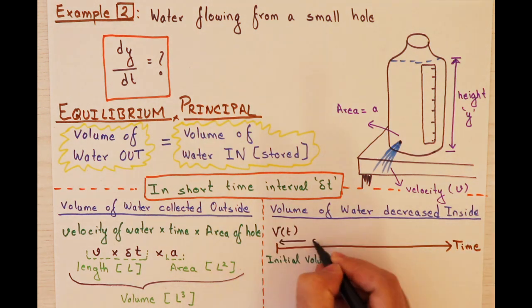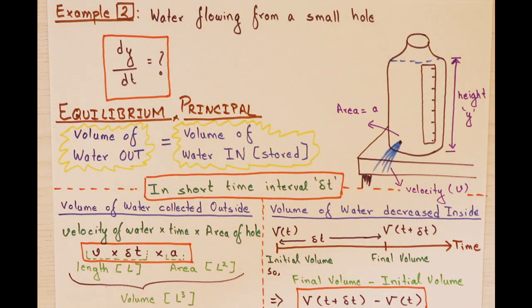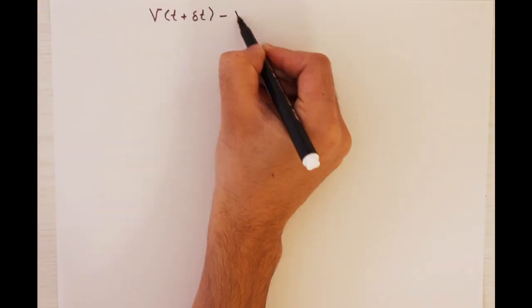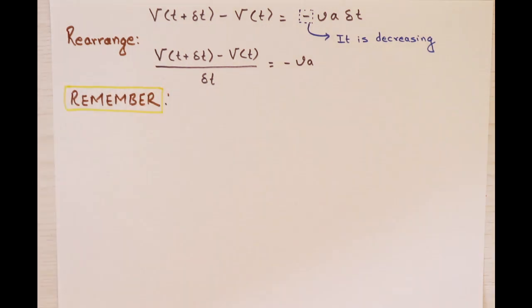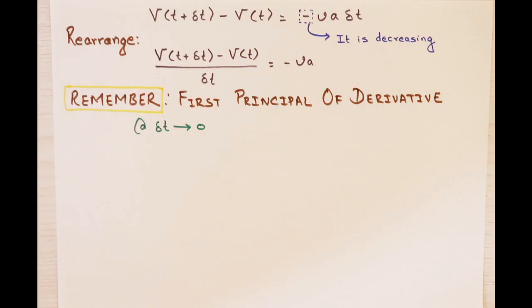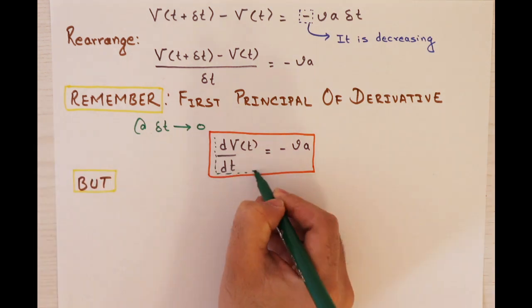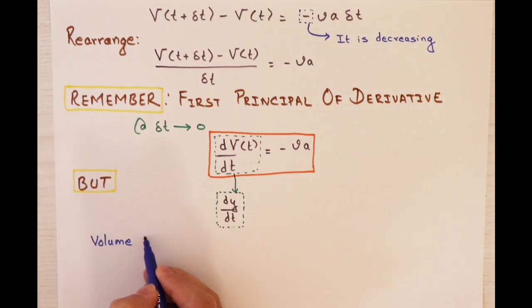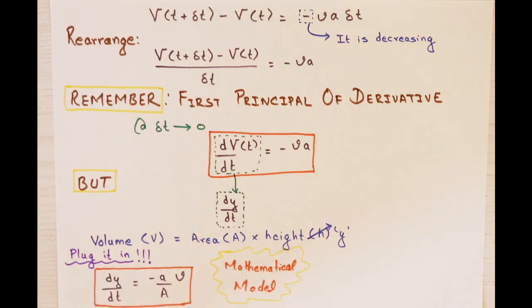Similarly, the volume of water decreased inside the bottle can be calculated by subtracting the initial volume from the final volume in a time interval del t. Now let's rearrange our expression. Remember the concept of the first principle of derivative. At del t tends to 0, meaning at a very small time interval, we can write the left hand side expression as dv by dt. But look carefully, it's volume v, but the variable we are interested in is not volume, it is the variable y, the height. So replace the variable v by y. Finally, you arrive at the differential equation, which is a mathematical model for our physical phenomenon expressed in the form of variables of our interest.